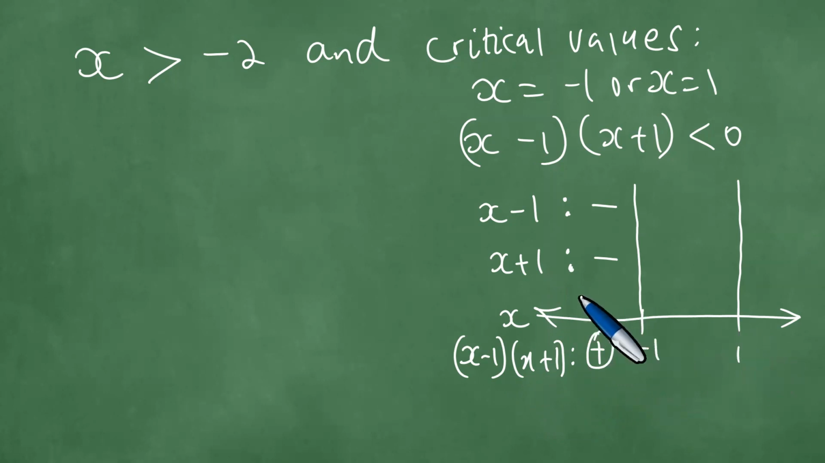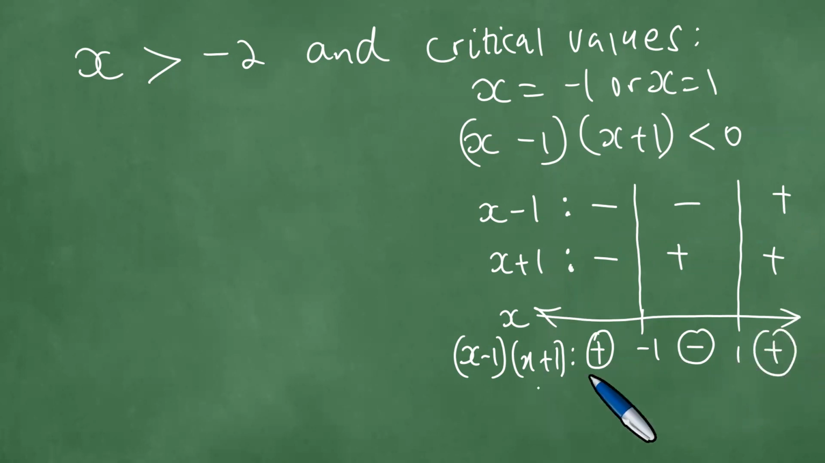Between minus 1 and 1 is a 0. You can choose a 0 or any number between them, but 0 is easier. 0 minus 1 is negative. 0 plus 1 is positive. Multiplying them is negative. Now, bigger than 1, maybe a 2. 2 minus 1 is positive. 2 plus 1 is positive. Multiplying them is positive, like so.